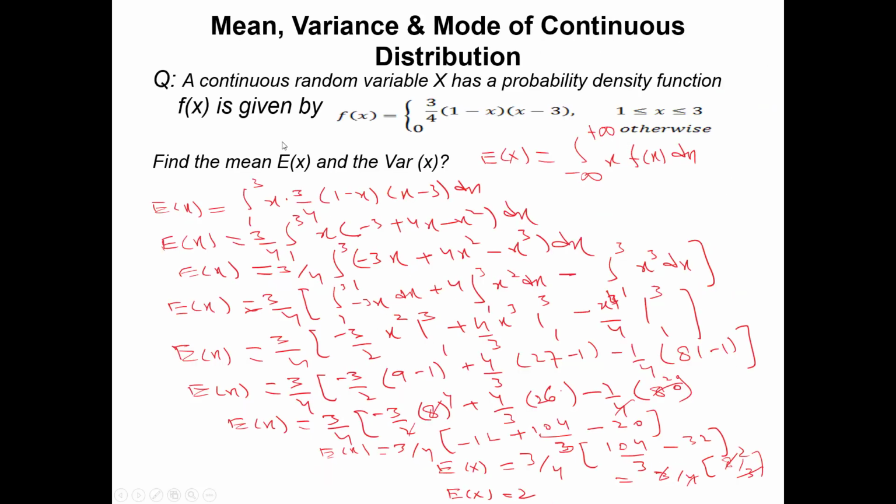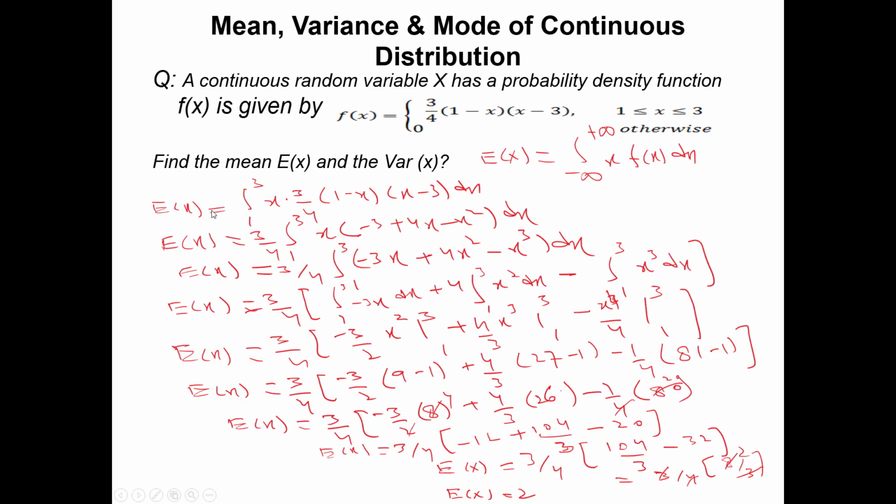Okay, this is a very simple example. We have a continuous random variable function. This function is defined for this interval. We start from 1 and finish at 3, so x is greater than or equal to 1 and less than or equal to 3. Otherwise, it will be equal to 0. As you know, the mean is the integral from minus infinity to plus infinity of x into f of x dx. This is the general formula.